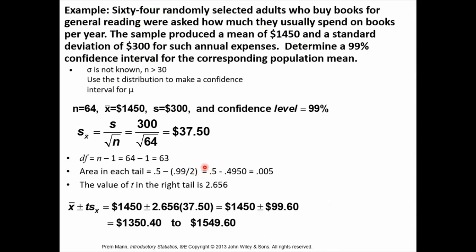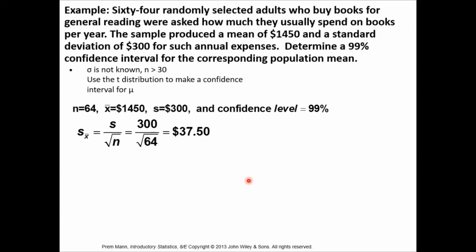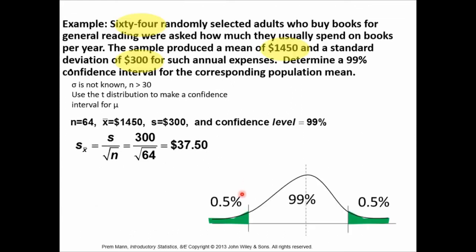Obviously, we have to go to the t-table first and find the t-value, which came out to be 2.656, and this will be at 0.5%, because at a 99% confidence interval we have 0.5% to the right and 0.5% to the left. Here you see 0.5% to the right and 0.5% to the left. So in the t-table we have to look at alpha over 2 in this case, and of course a degree of freedom of 64 minus 1, or 63.